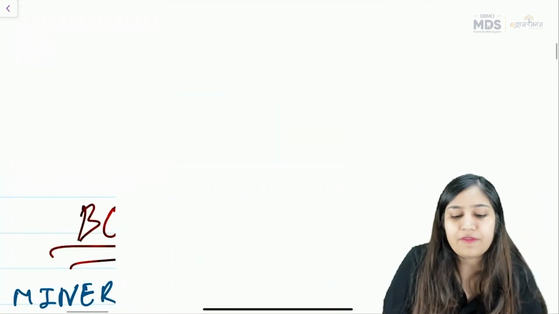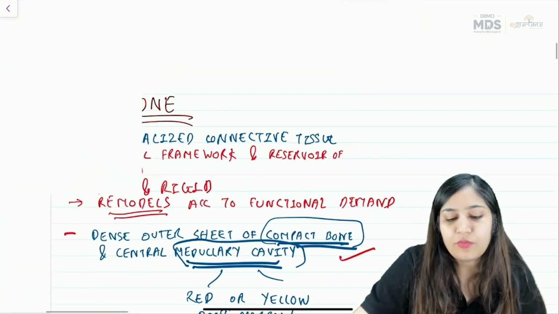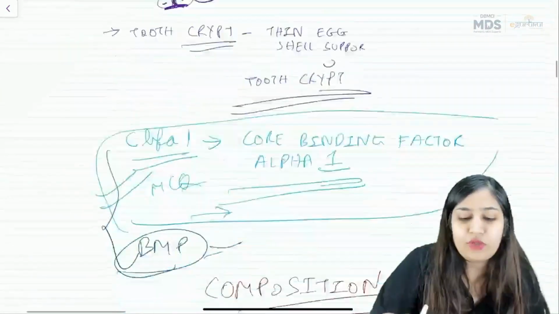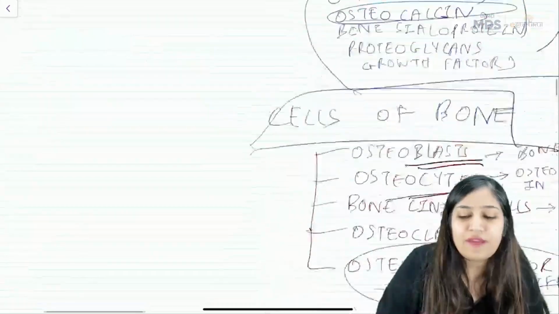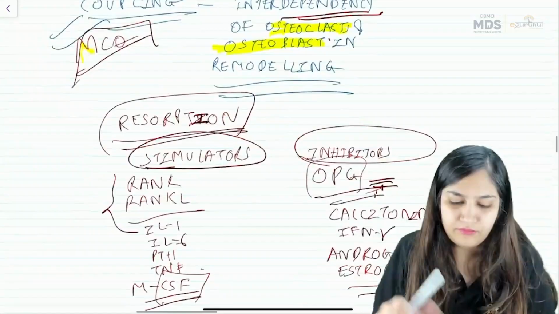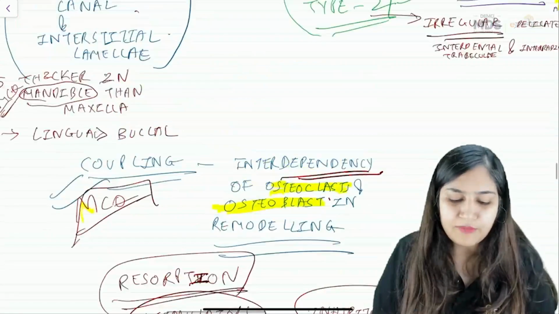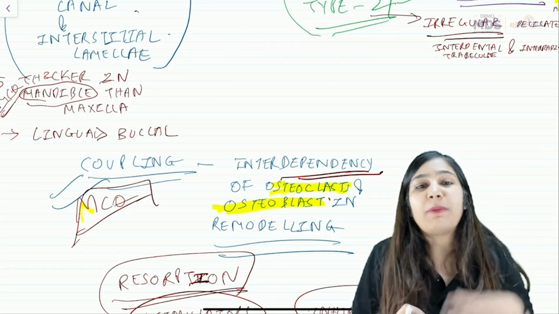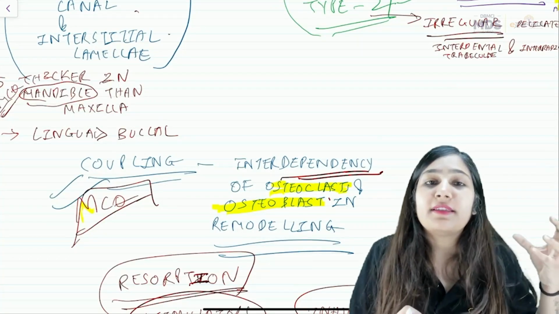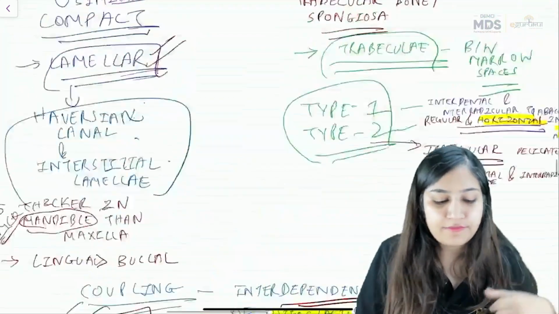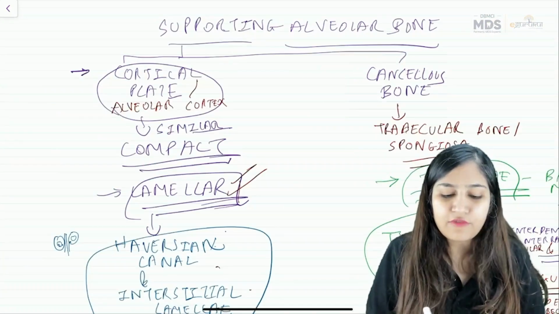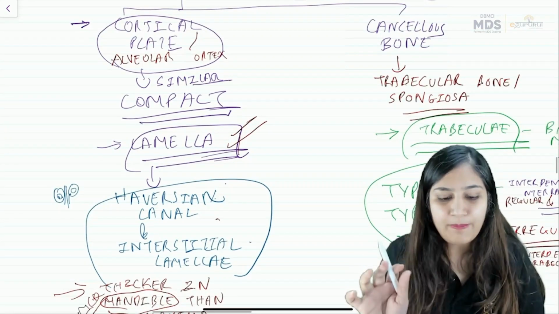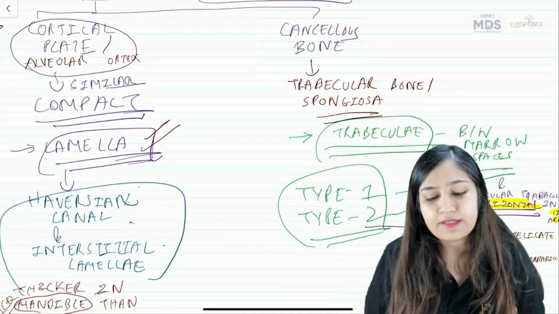So we've completed our alveolar bone. You should be thorough with mainly alveolar bone. What are the parts of alveolar bone, right? Which factors are involved in bone resorption? So stimulators and inhibitors for resorption. Also, we have discussed what is bone coupling. We have discussed cutting cone, filling cone. Part of bone where resorption starts is cutting. Where new bone is formed, it is filling. Supporting alveolar bone consists of two parts, cortical and cancellous bone. Cortical plate is the same as compact, and in cancellous, there is presence of trabeculae.